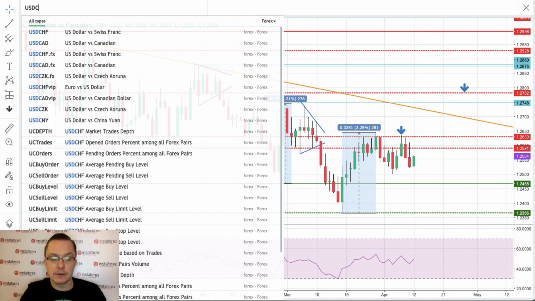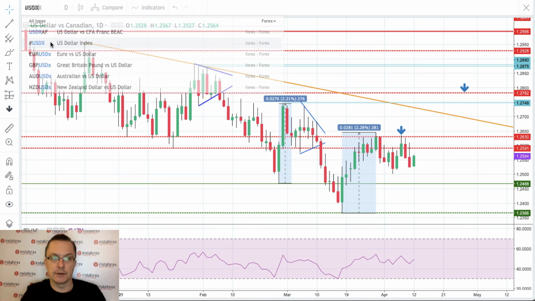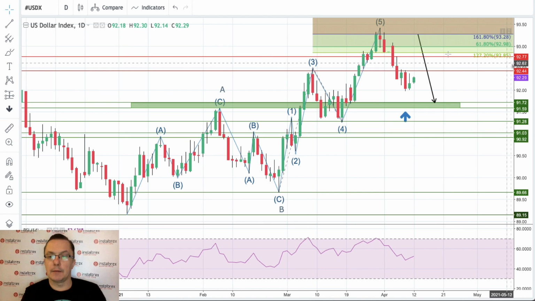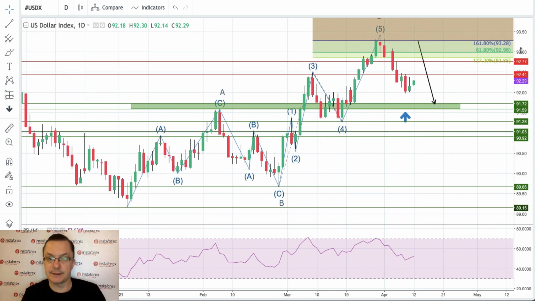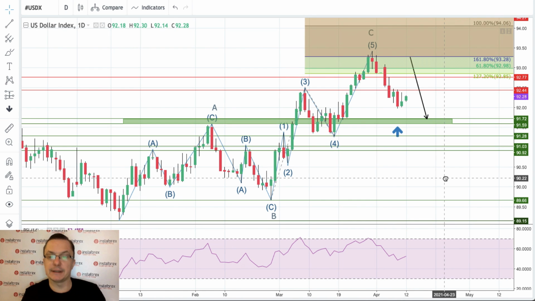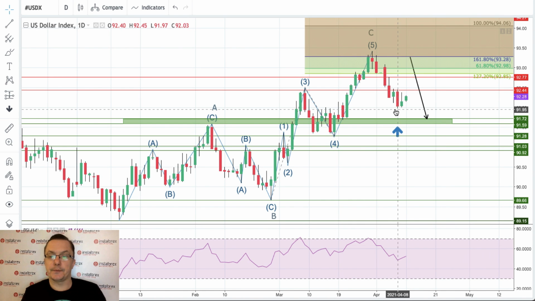Let's take a look at the US dollar index, of course. What do we have there? Five waves to the upside, I think they are completed. The wave C, as you can see, I think is completed as well. We got this move down towards the level of 91.97, but I think we will still test 91.72 because it's a key technical support. As you can see, we got this technical support here as well.